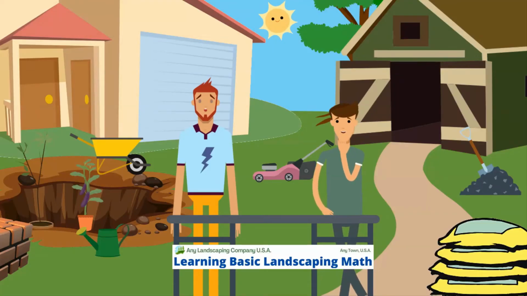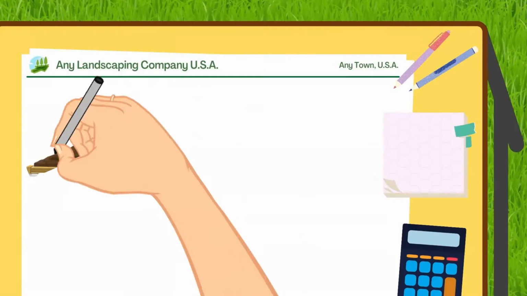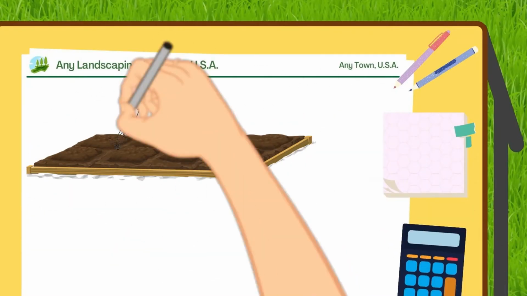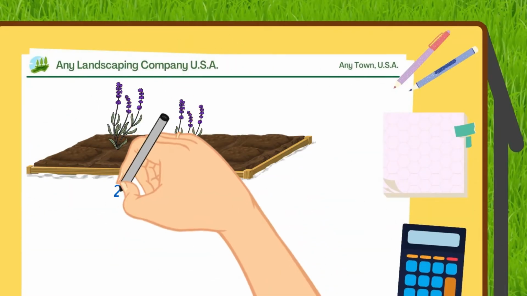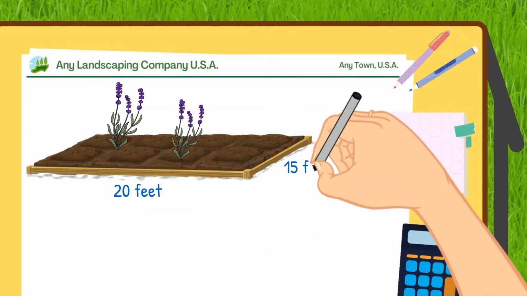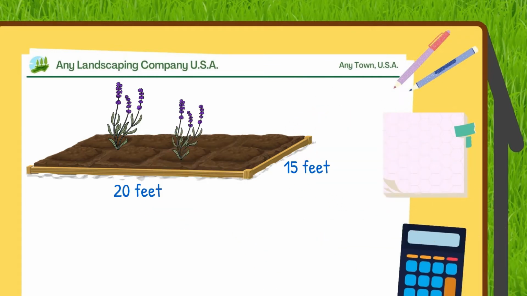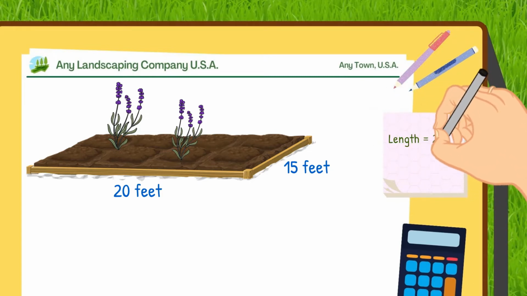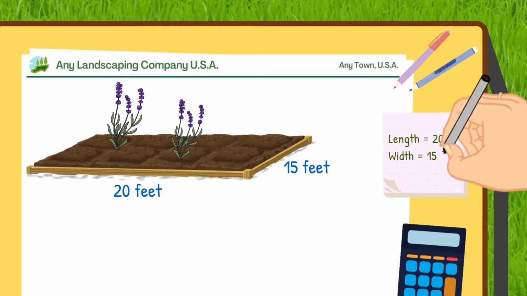Let's apply what we've learned to solve John's problem. John has already measured the flower garden. One side measures 20 feet and the other side measures 15 feet. Now let's write down what we know. Our length is 20 feet and our width is 15 feet.